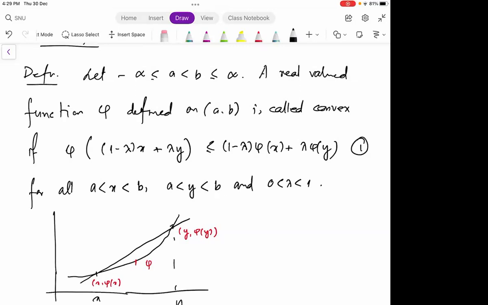So if I now take my phi, not defined on a subinterval of the real line, but actually on R^n, maybe on the whole of R^n, maybe on a subset of R^n, then also I can do this: (1 minus lambda) x plus lambda y. x and y will now be elements of R^n. (1 minus lambda) times x is an element of R^n. Lambda y is an element of R^n. I can add them.